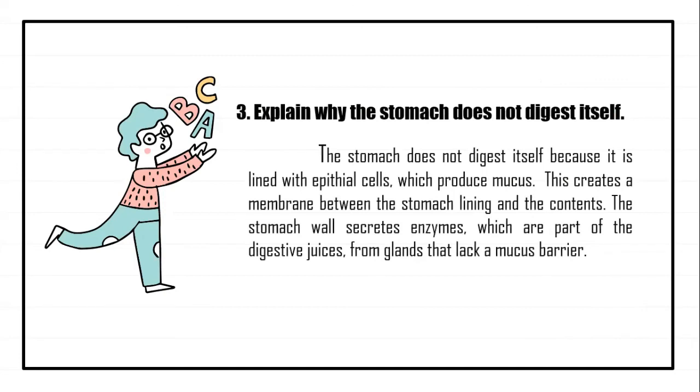Next, explain why the stomach does not digest itself. So the stomach does not digest itself because it is lined with epithelial cells which produce mucus. So this creates a membrane between the stomach lining and the content. The stomach wall secretes enzymes which are part of the digestive juices from glands, and the mucus barrier protects it.